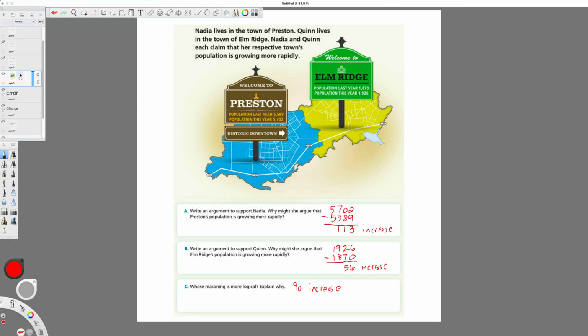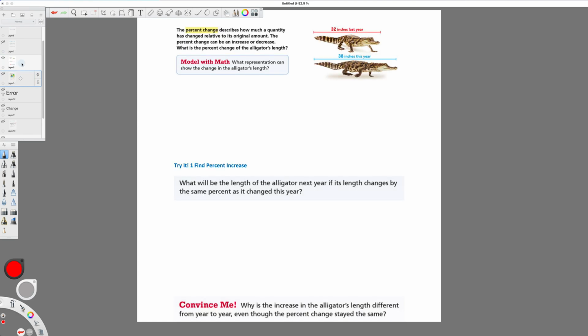So let's do an actual example here where we can do some calculations, and we'll do them right here on the page. So here we go. Pretty simplistic little problem here about an alligator. I think that's an alligator. Yeah, an alligator. Percent change describes how much a quantity has changed relative to its original amount. That's a key thing, to what it was originally. The percent change can be an increase or a decrease.